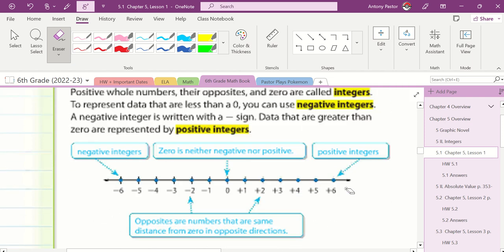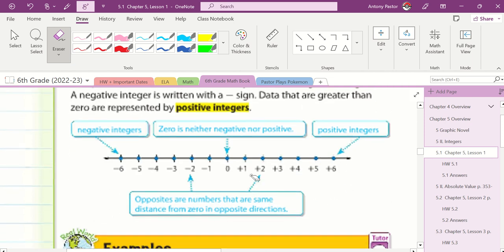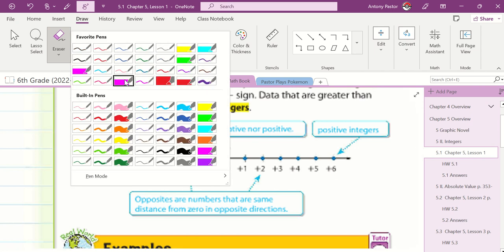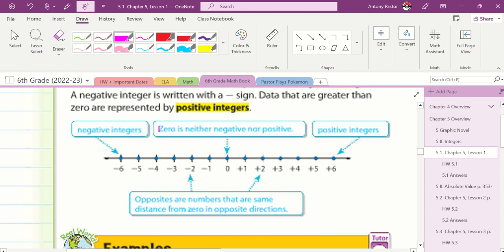And again, positive integers do not have a positive sign. Here, it's going to say positive. Normally, we would just write the whole number by itself, so just say 1, 2, 3 instead of using positive symbols. Remember, as we discussed, and this needs to be in your notes, 0 is neither negative nor positive. 0 is the absence of numbers. So 0 does not count as a negative or a positive.